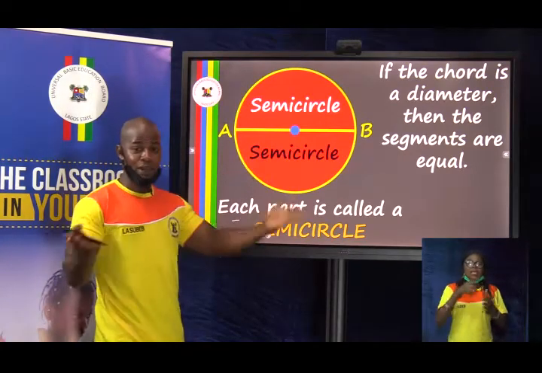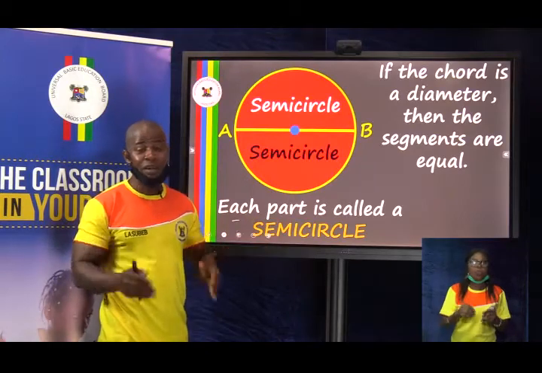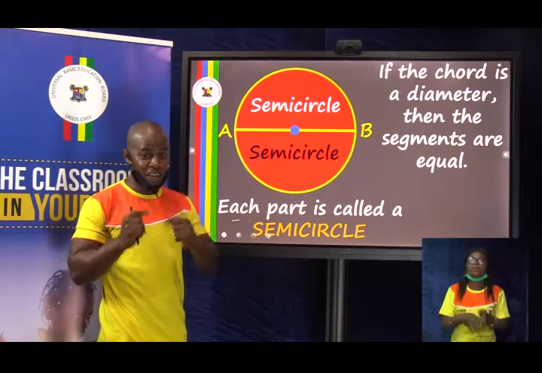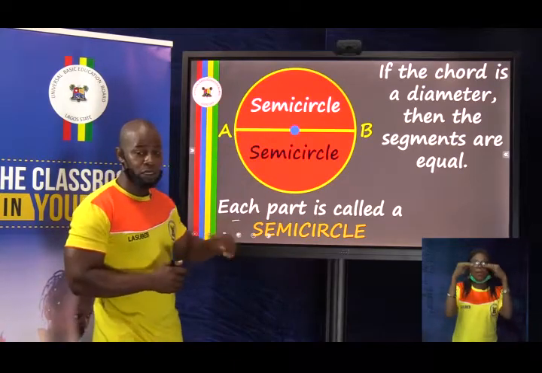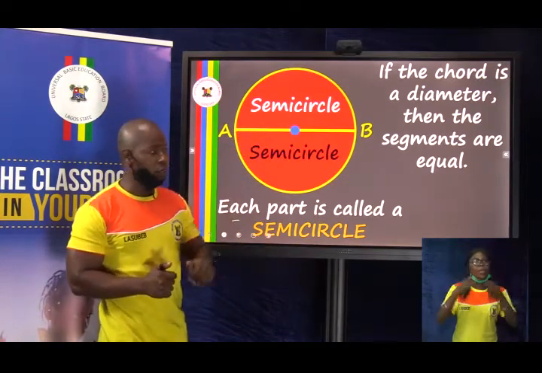So in this case, there's no major segment, there's no minor segment. It is 50-50, no cheating, like you say. So semicircle, semicircle, they are equal. Each part is called a semicircle. No major segment, no minor segment.